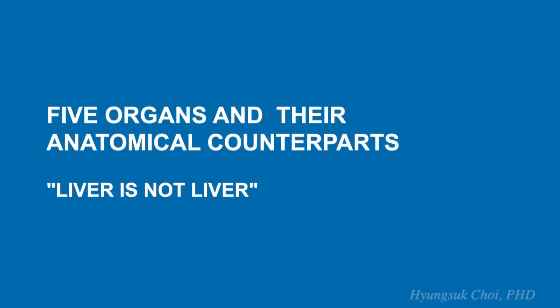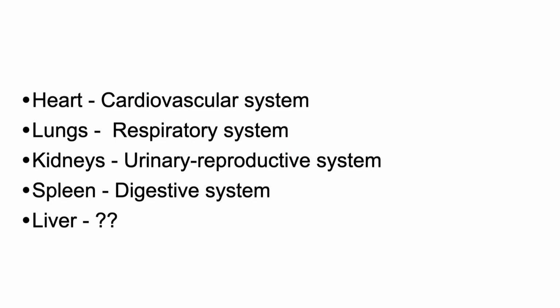The five organs and their anatomical counterparts. The heart, lungs, and kidneys are relatively straightforward to understand because their roles in traditional Chinese medicine closely align with their anatomical functions. For example, the heart can be associated with the cardiovascular system, the kidneys with the urinary and reproductive systems, and the lungs with the respiratory system.